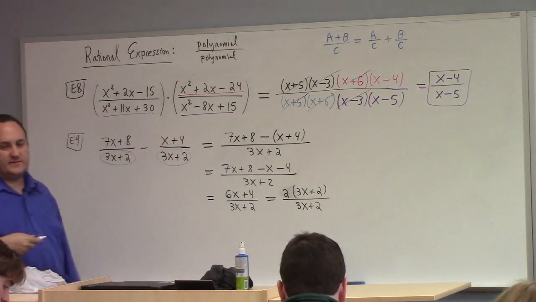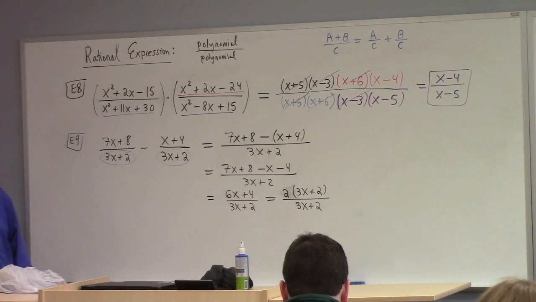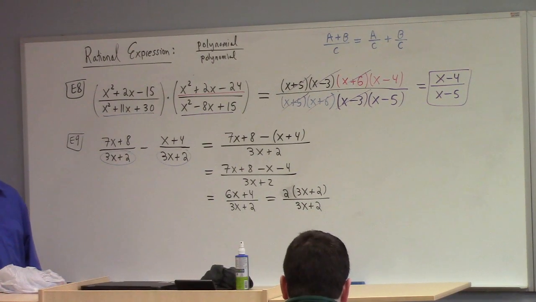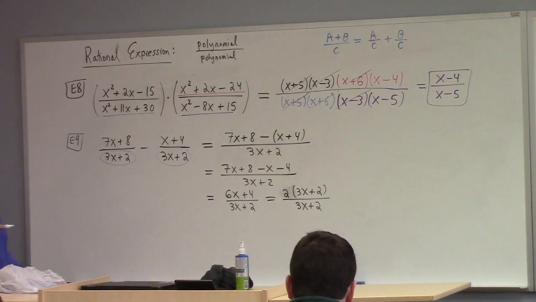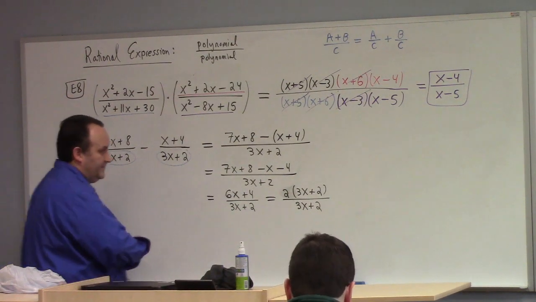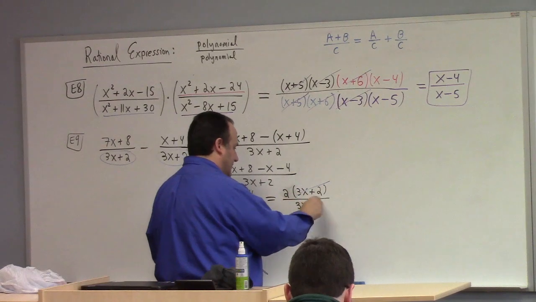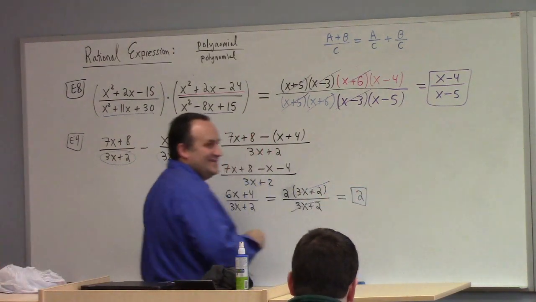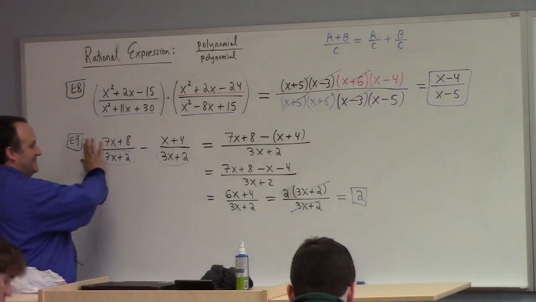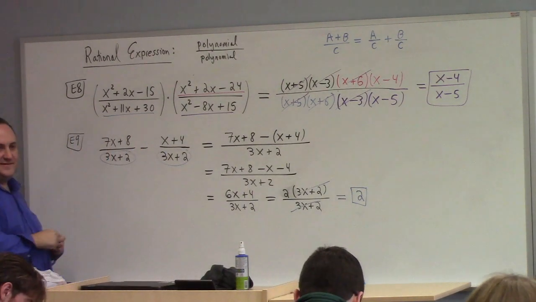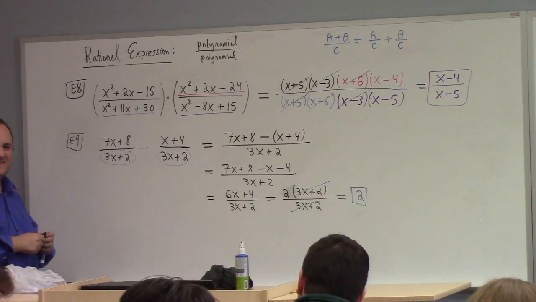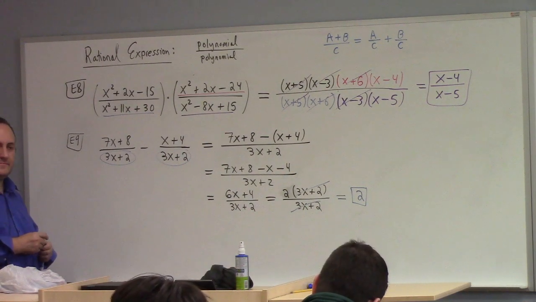See, I can factor a 2 out of the numerator. And if you do that, do you see what we could cancel, Michael? 3x plus 2. 3x plus 2. Yep. Which leaves us with 2. So this is 2. That doesn't look like 2, does it? But it is. Except when x is what?